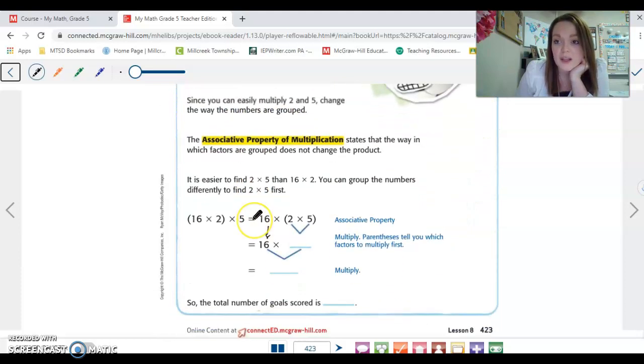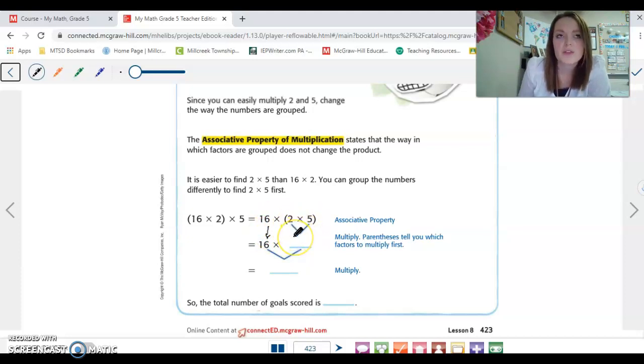You can switch it to make it easier for yourself because when you multiply numbers together, does it matter the order that you multiply them together? No, it does not matter. So do what works best for you and what is easier and simpler for you as well. So in this case, they brought down the 16. They changed our parentheses to multiply 2 times 5 first.